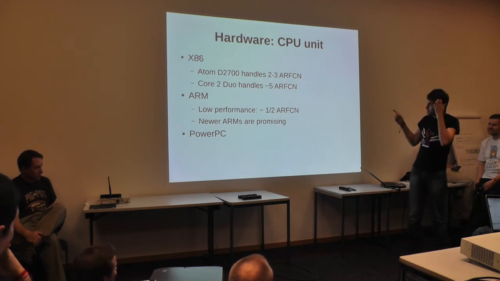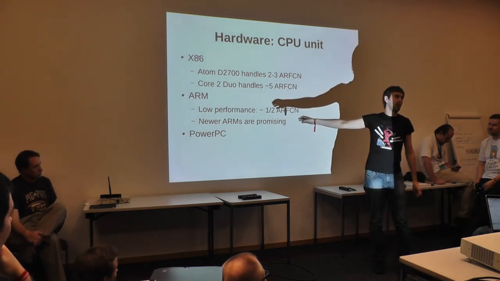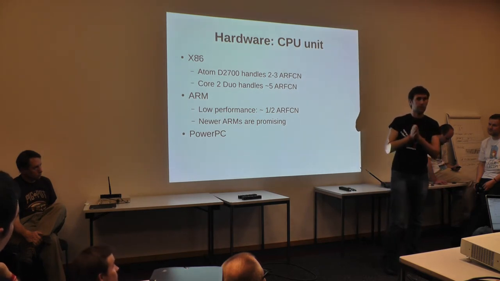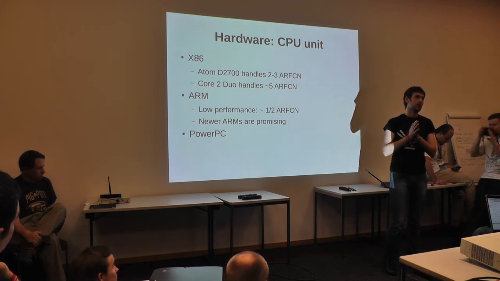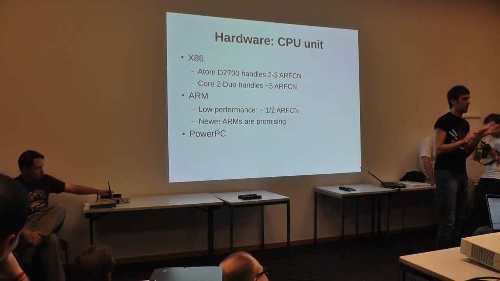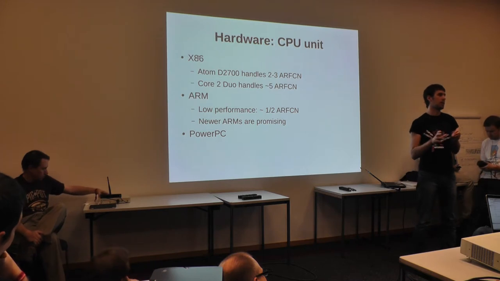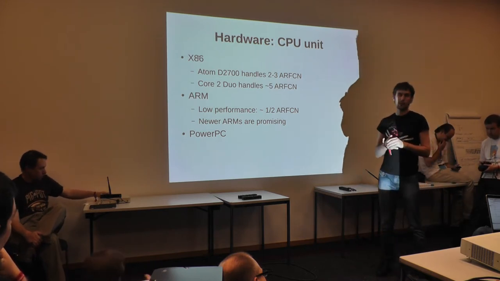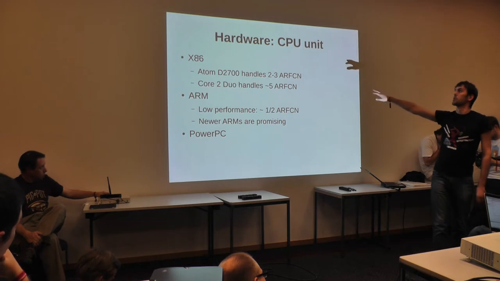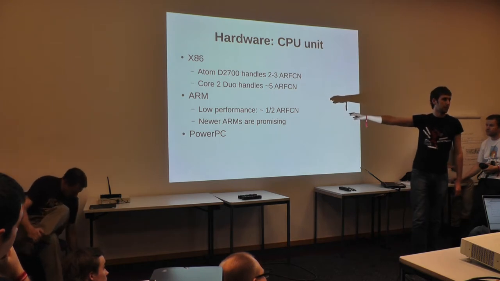ARFCN, as David mentioned, is the absolute radio frequency channel number, and this abbreviation is used to refer to a single frequency channel. A single frequency channel contains 8 time slots. One slot is always occupied by control stuff, and 7 time slots are available for calls. To run a single channel base station, you need at least x86, because ARMs in their current state cannot run a full BTS.